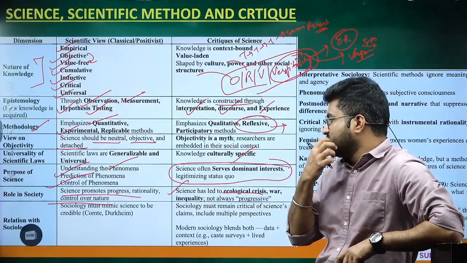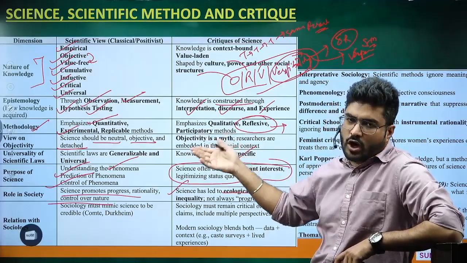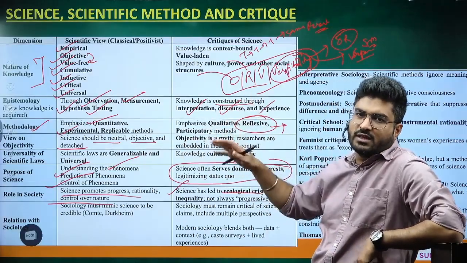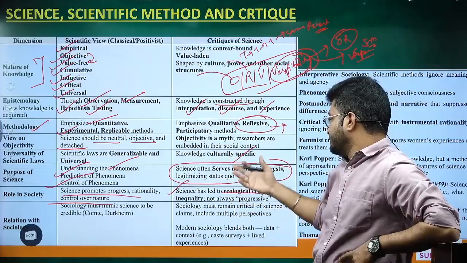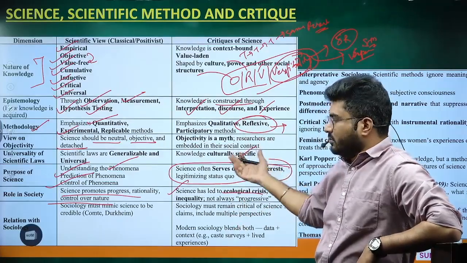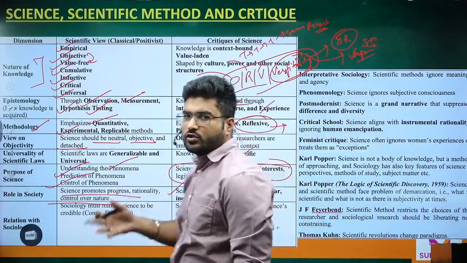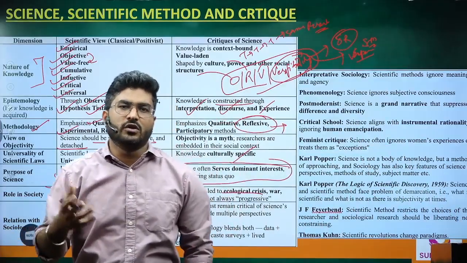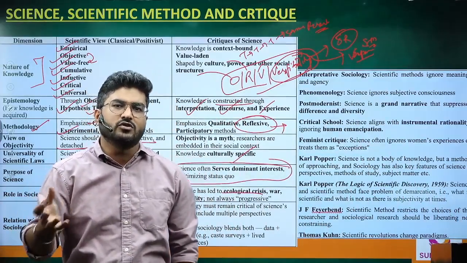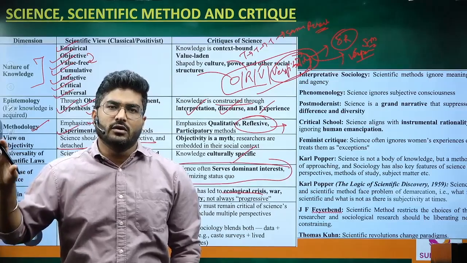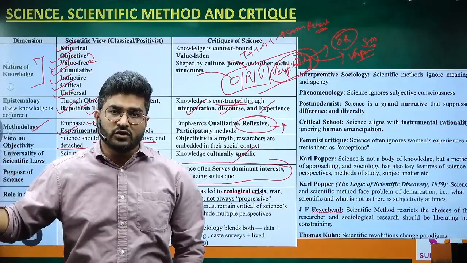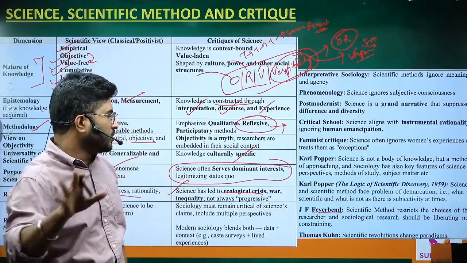Then what is the relation with sociology? According to Comte and Durkheim, sociology should use scientific methods, a scientific approach. But for the non-positivist school of thought, sociology should not look to science but should make its own methods. Why? Because objectivity is a myth. Values are important for understanding social reality, so we should be looking at values.